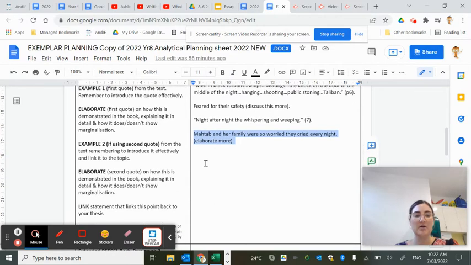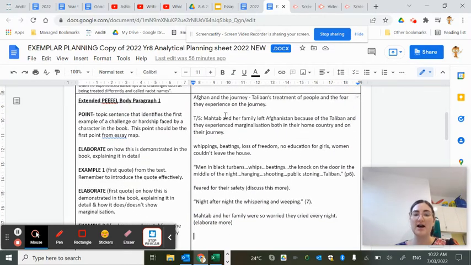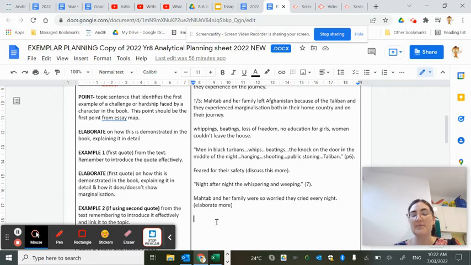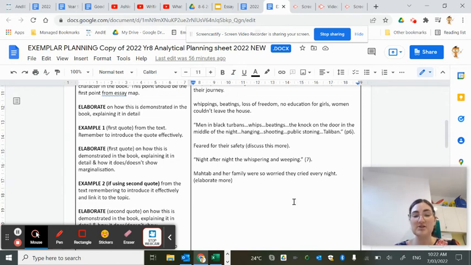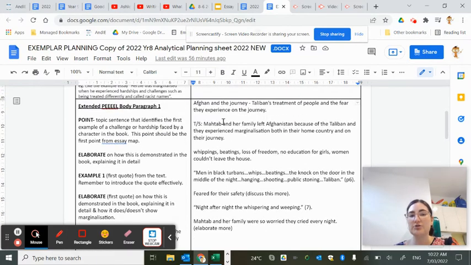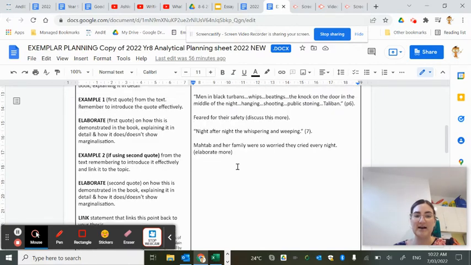Okay. Now, when I get to the link statement, the link is just linking it back to what my body paragraph is about. So I'm just reinforcing my point. So I might say something like, it is clear that Martab and her family experienced a lot of hardships and challenges that were marginalizing, or something of the like. You are linking it back to your point. Okay. So you would dot point out.